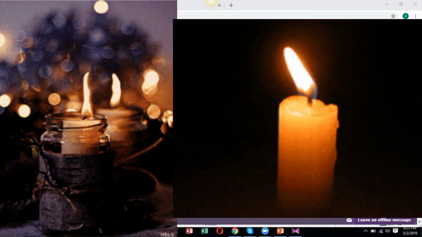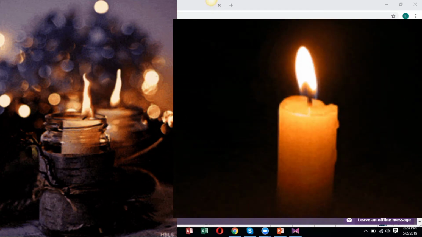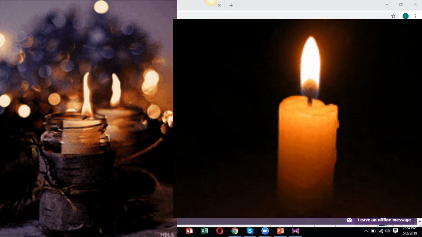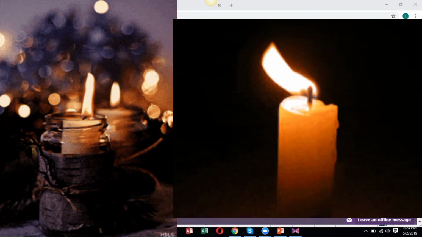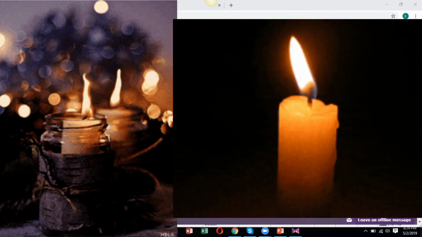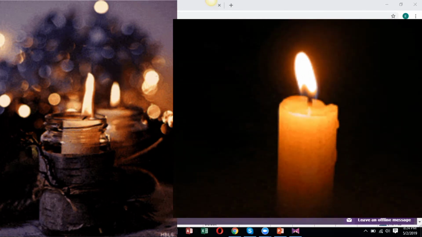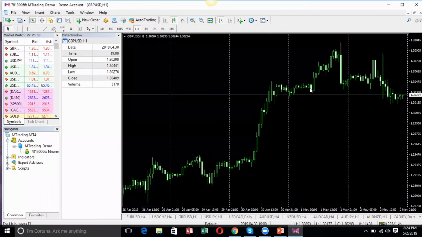Quickly, let's go to how to identify a bullish candlestick or a bearish candlestick. We have two types of candlestick on a particular chart. It can either be a bullish candle or a bearish candle. This is what we call candlestick.